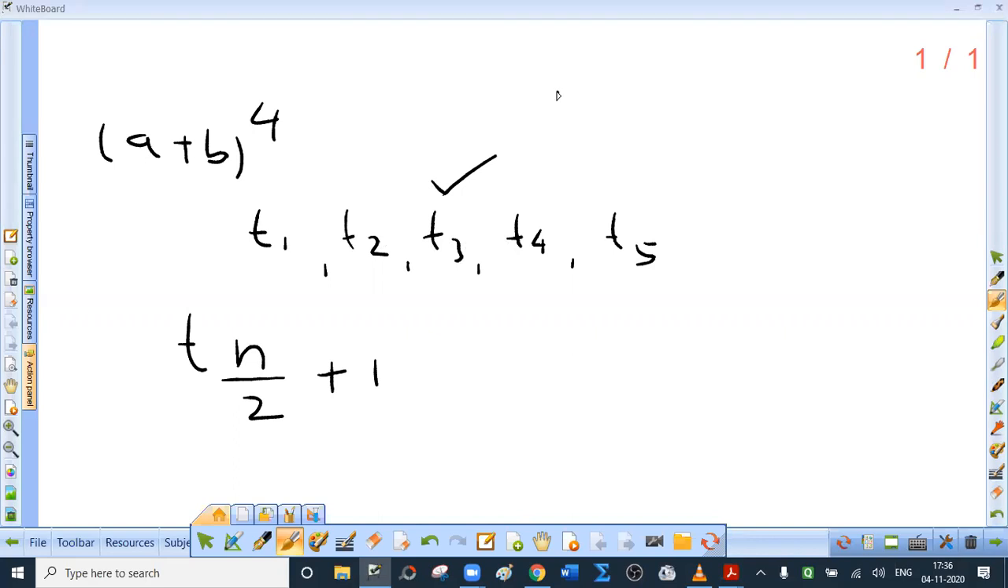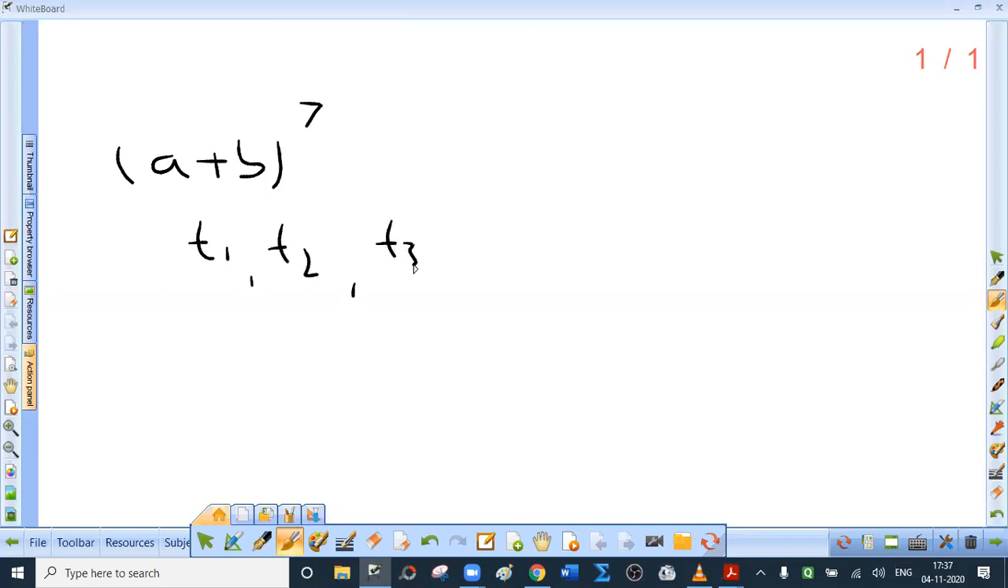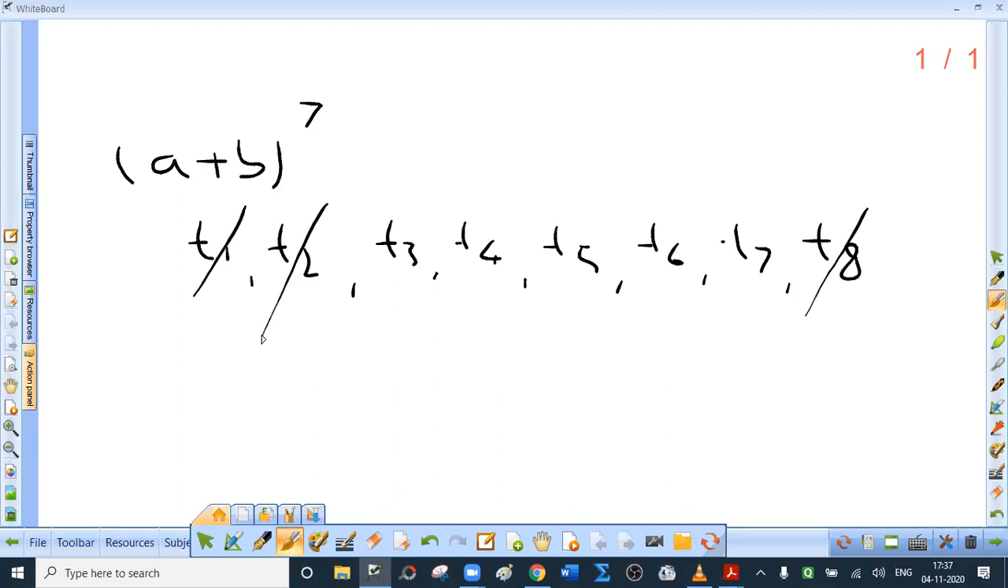Okay. Suppose the index is odd. I say (a + b)^7. Then how many terms are there? 8 terms in the expansion. T1, T2, T3, T4, T5, T6, T7, T8. Now which terms are, in fact here there are two middle terms. We exclude T1, T8, then T2, T7, T3, T6. Yes, here we say that there are two middle terms in the expansion.